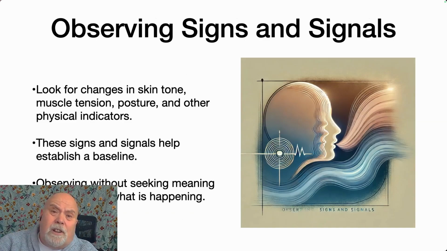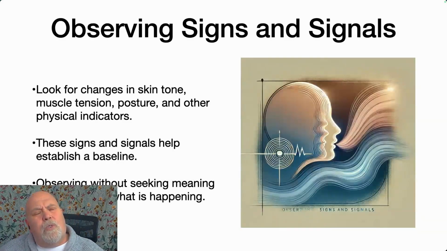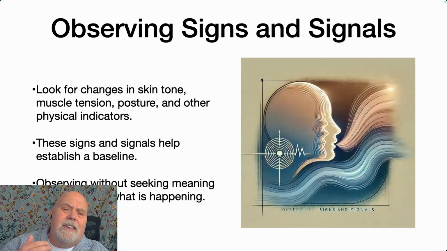So some of those signs and signals and changes could be related to skin tone, skin color, muscle tension, posture, hand movements. Nothing is inconsequential. All of it, the model suggests, is the fruit of and the outcome of internal patterns running. This gives us an opportunity to establish a baseline. Again, it's so important that when we're watching and observing, we're not seeking meaning, we're just noticing what is happening.